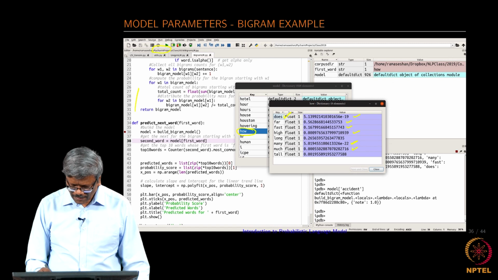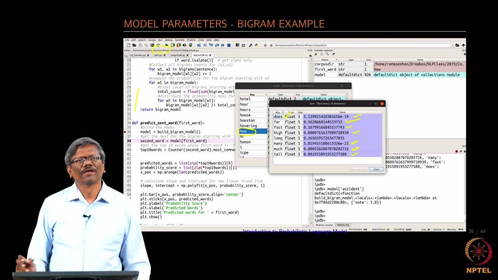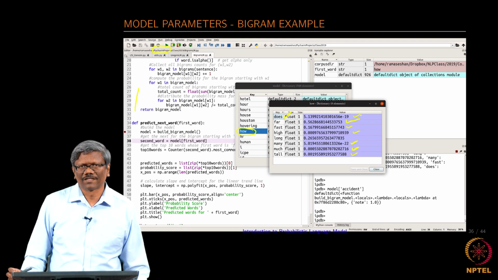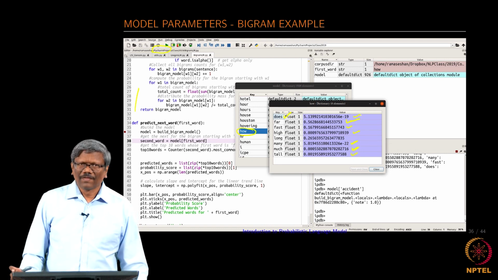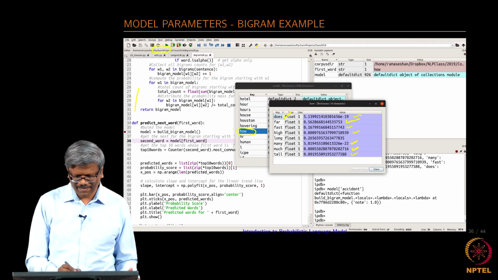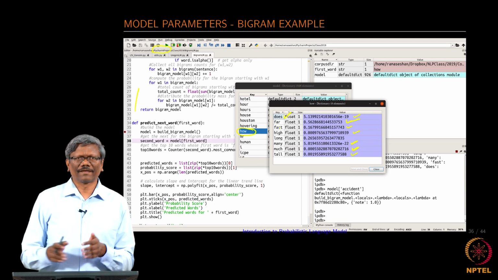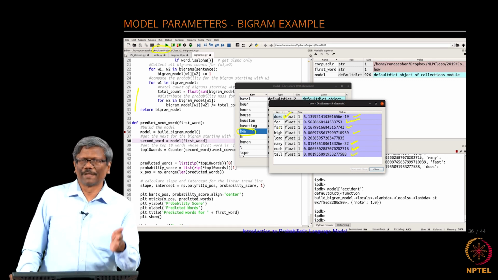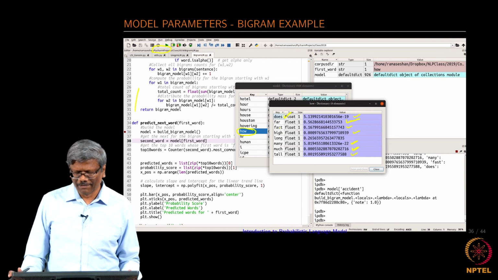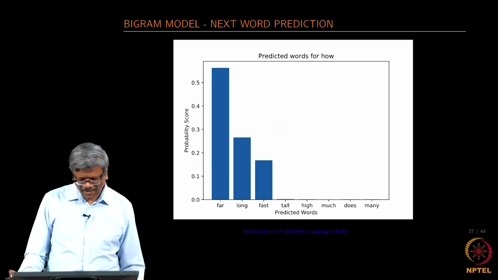Okay. How much is also pretty small, how tall is fine, but if you look at how far, this has the highest probability. Okay. So, for predicting the next word, you now know what is going to be the next word in this case, right. So, when you ask the system to predict the next word for the given corpus, it is going to give you how far. Let us plot this to see it a lot more clearly.